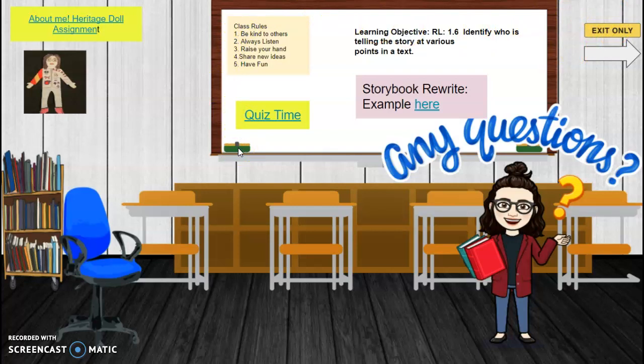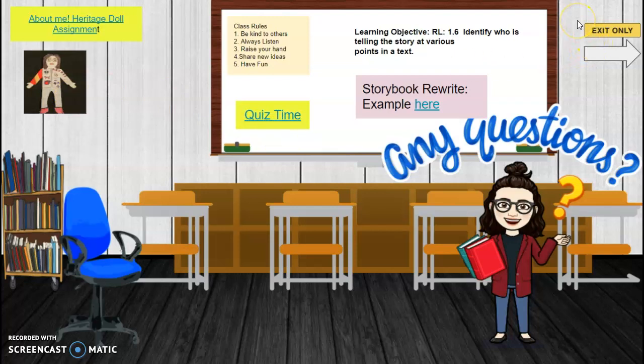So the whiteboard, it has my class rules, my learning objective. I also have my story rewrite, which is right here if you're looking for that. And also I have my heritage doll assignment that's also located on the left side on the top. And here is also a picture of my heritage doll that I did. And also on the whiteboard, I have a quiz that's linked to my micro lesson.